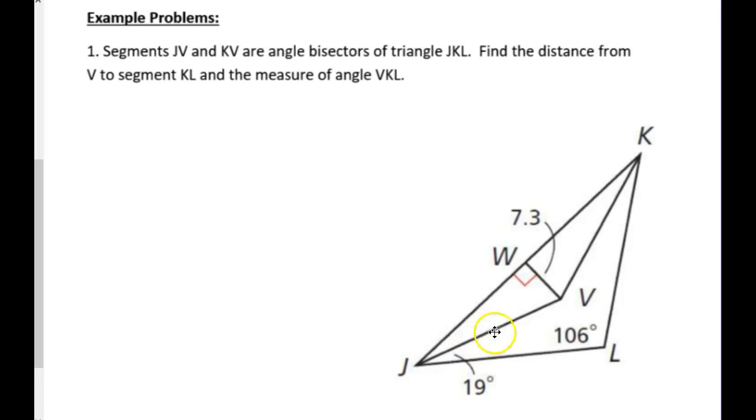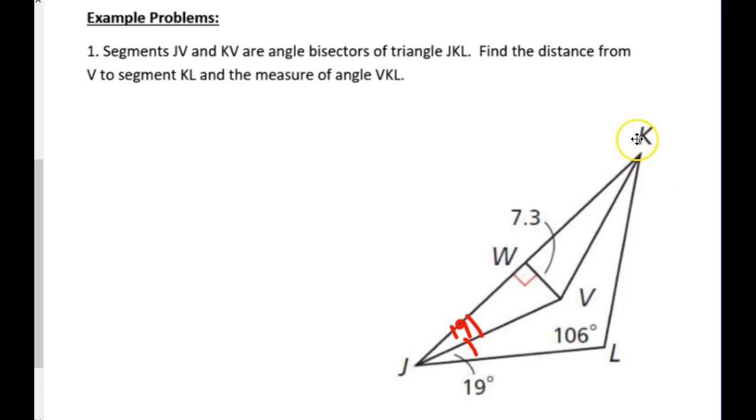If JV is an angle bisector, what do you know about these two angles? They're the same, right? If this is 19 degrees, this has to be 19 degrees because it was bisected. They have to be equal. So let's label that. This arc and this arc, these angles are equal. So I'm going to label 19 right there. Okay?